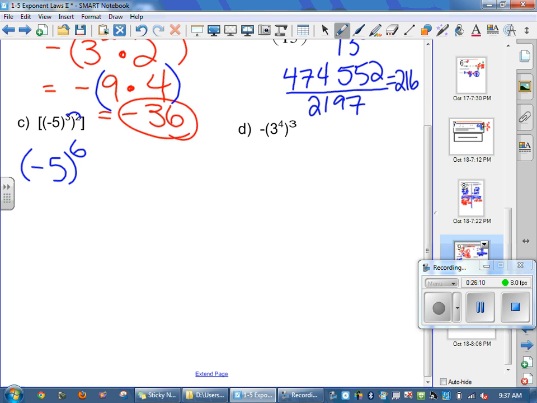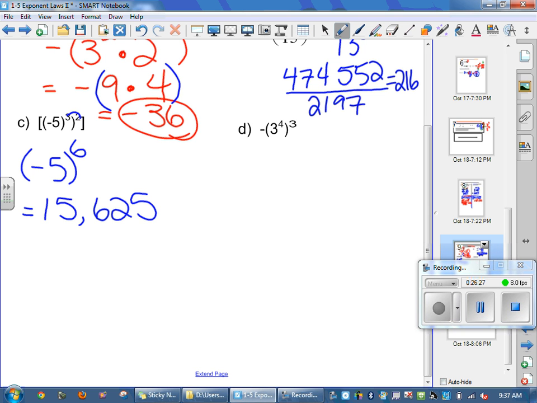Why did I get a positive answer? Because the exponent's even, right? The exponent's an even number, and the negative is where? In brackets. Okay, it doesn't have a float or negative, it's got a negative in brackets. Okay, take a look at D.